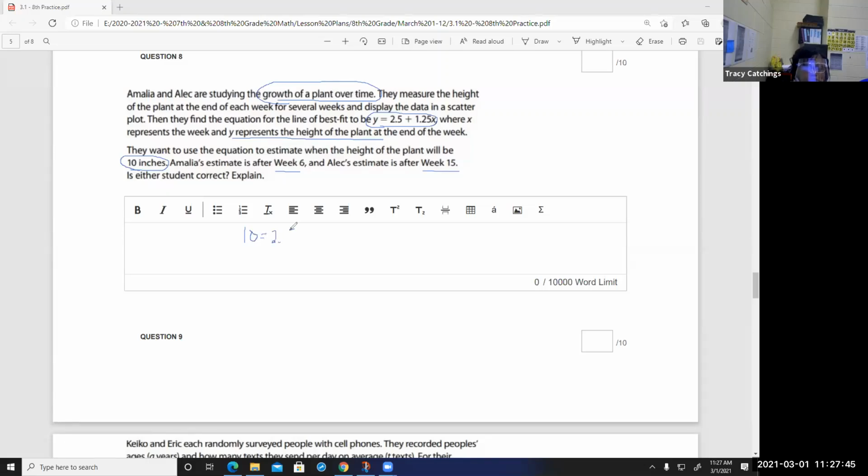10 is equal to 2.5 plus 1.25x. What's our first step? Good job. Subtract 2.5 on both sides. All right, so now we've got 1.25x is equal to what? All right, now what? Good job. Divide by 1.25. x is equal to 6.